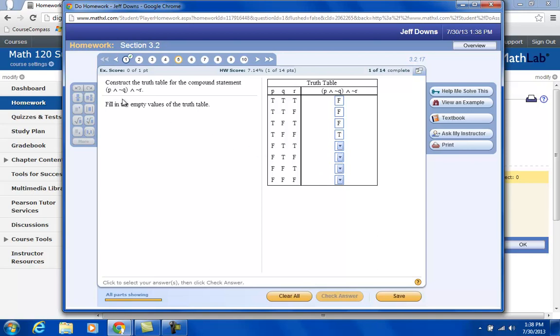Okay, next one. P is false, Q is true, R is true. Well, if Q is true, not Q is false. So false and false is false. Not R. Well, R is true, so not true is false. So it's false from this part. False from that, so the whole thing is false.